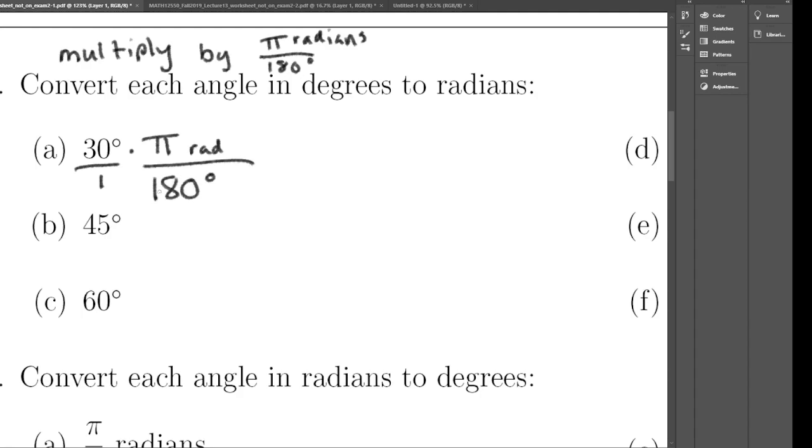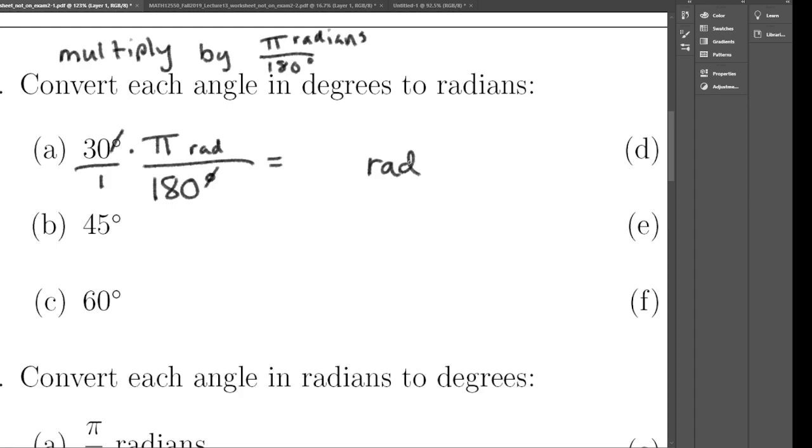Now, before thinking about what happens in terms of the answer, I want you to look at just the units. Here we've got degrees, and here we've got degrees. So if you think about units as a thing that can cancel out, those cancel, and the unit that we're left with is just going to be radians on top. So you can see how multiplying by this fraction of radians on top, degrees on bottom, is going to get rid of the degrees and just leave us with radians.